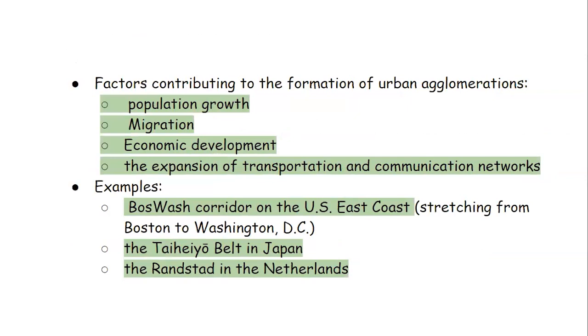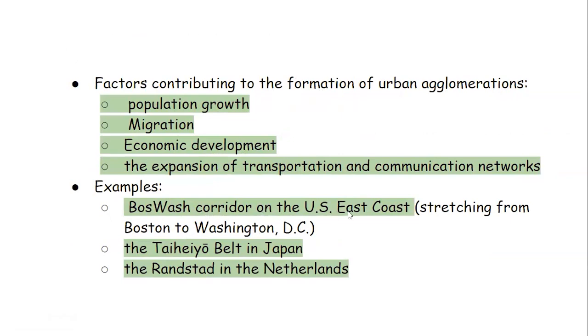And factors contributing to the formation of urban agglomeration include population growth, migration, economic development, and the expansion of transportation and communication networks. So these are the factors which influence the formation of urban agglomerations. And examples of urban agglomerations include, so these are some important or famous examples.